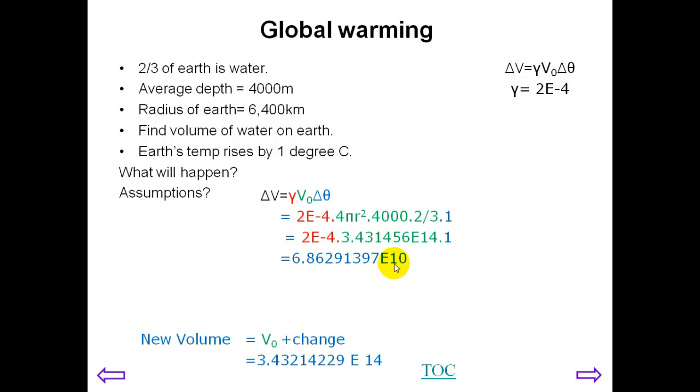So what is the new volume going to be? It's going to be this original volume plus this change, and you will get a new value which is 3.43214229 times 10 to the 14 meters cubed. Now you have to basically, here again, divide by the area of the Earth times by 2/3 and find a new value for the height, and it will be slightly greater than 4,000 meters. But how much greater?